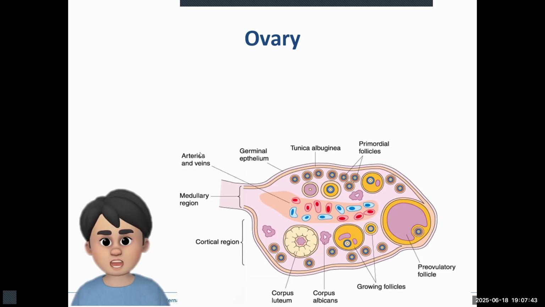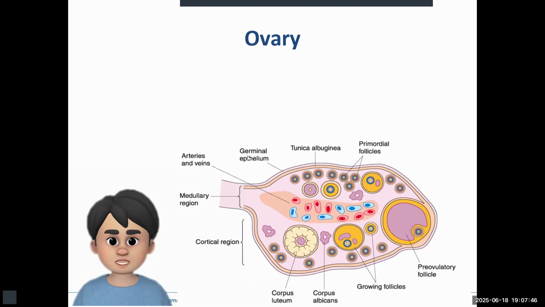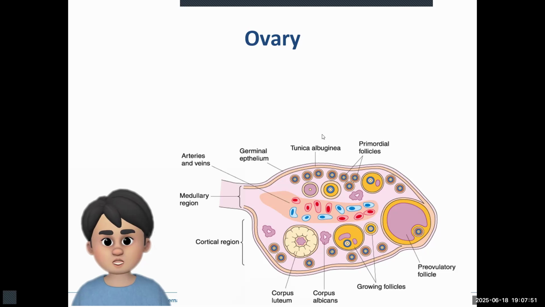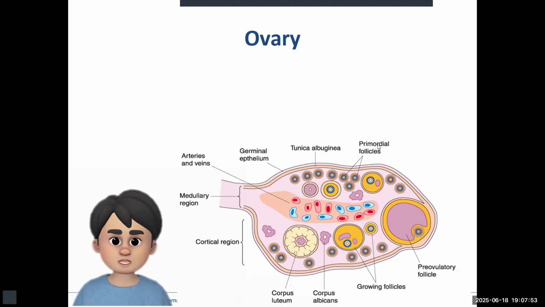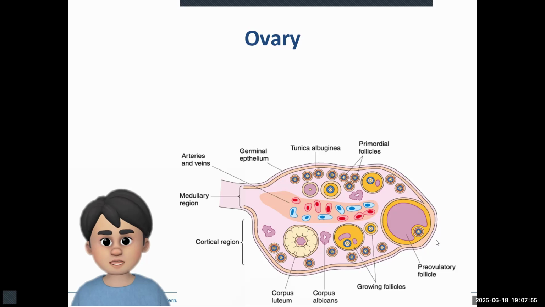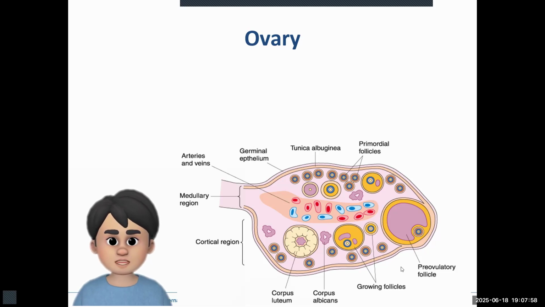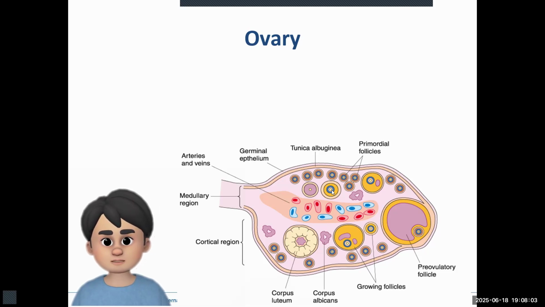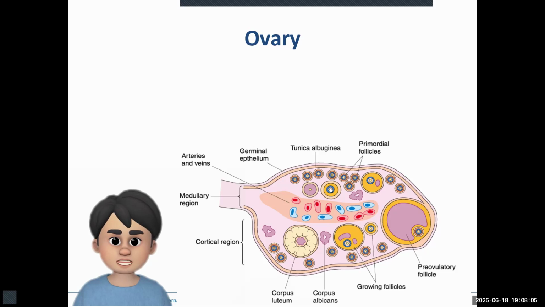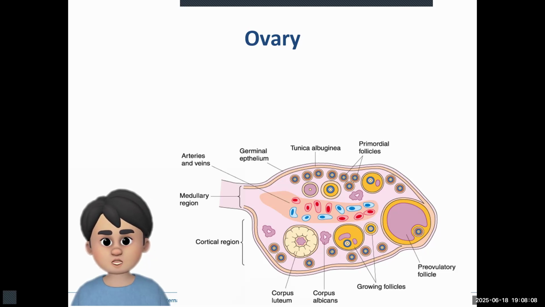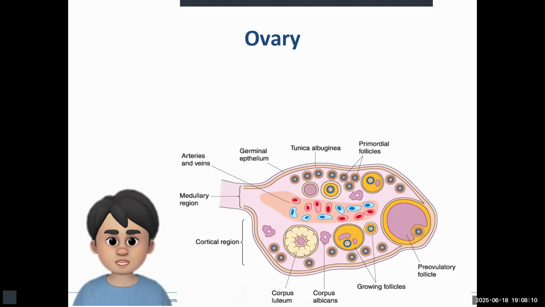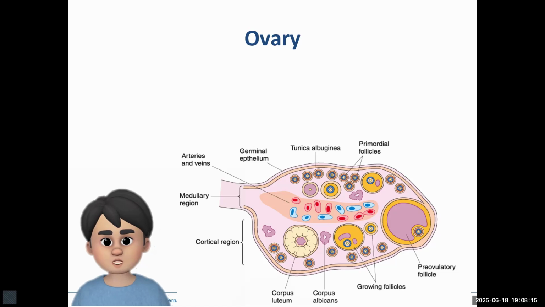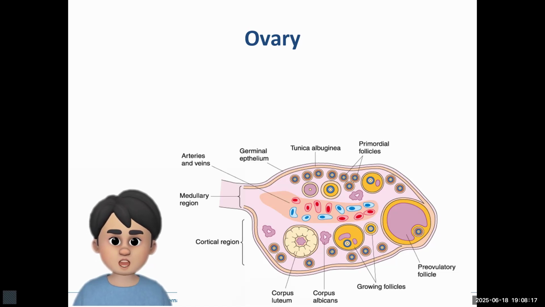Now, the structures you need to know: arteries and veins, germinal epithelium, tunica albuginea, then primordial follicle, pre-ovulatory follicle, growing follicles, corpus albicans, and corpus luteum. It is unlikely that in O levels or A levels they would ask you to draw and label it, but it is possible. Therefore, it is better to know.